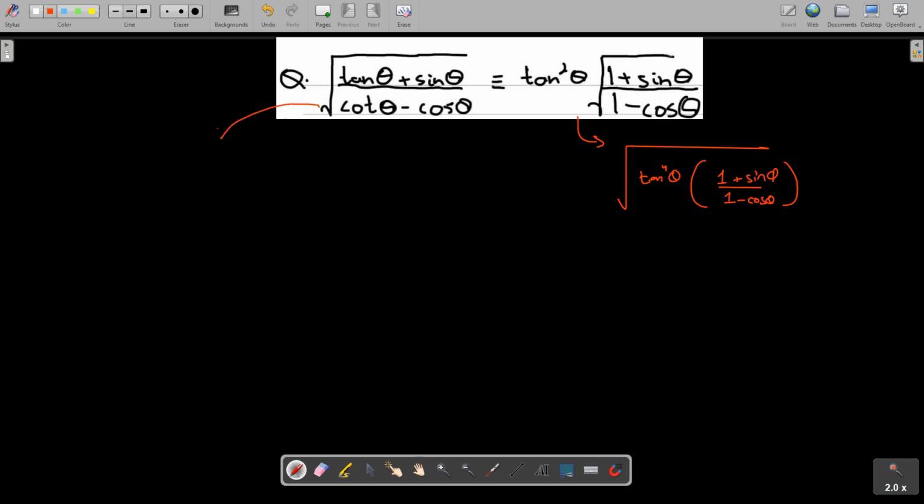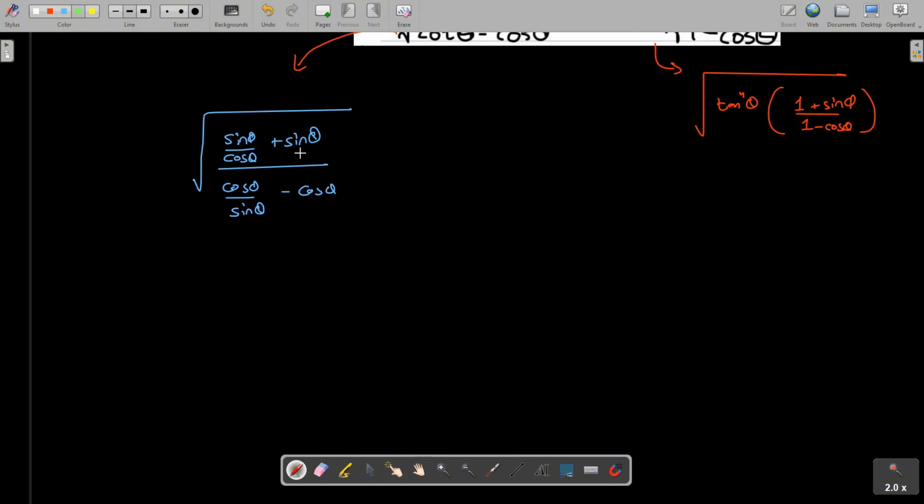So let's begin proving from the left hand side, because that's more convenient, since we can use a substitution, sine theta over cos theta over here, and cos theta over sine theta over here. So yeah, let's start with that. Square root of sine theta over cos theta plus sine theta, divided by cos theta over sine theta minus cos theta. So let's just take the LCM real quick, right? We have 1 over here, so this will be multiplied by cos theta. We have 1 over here, this will be multiplied by sine theta.